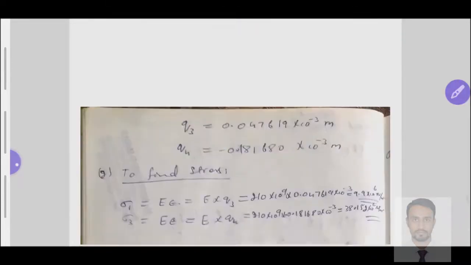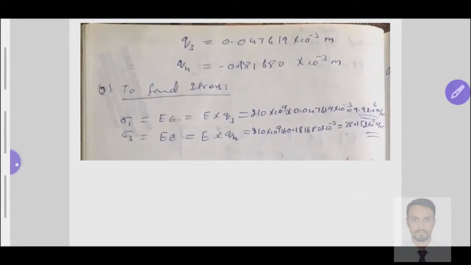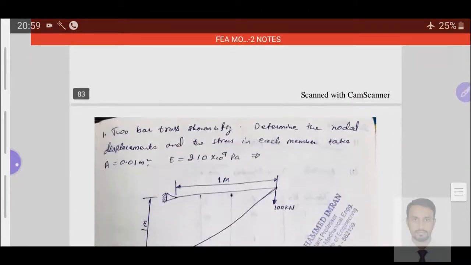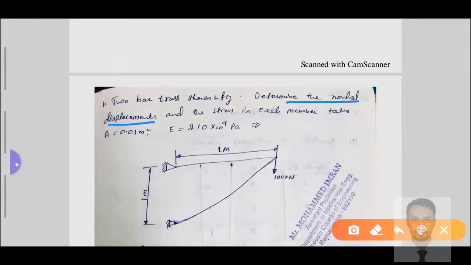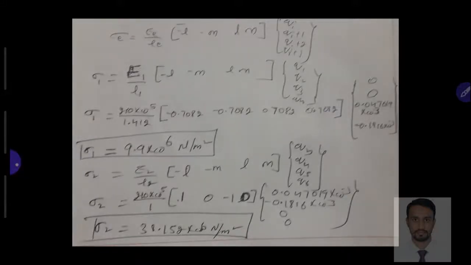You will get the x value, which is equal to Q3, 0.047619 into 10 to the power of minus 3 meters. The y value, which is equal to Q4, is minus 0.181680 into 10 to the power of minus 3 meters. So we have found all the displacements, and then we are asked to finally find the elemental stress in a member. We have found the displacement at each node, and then we need to find the stress in each element as per the given problem.